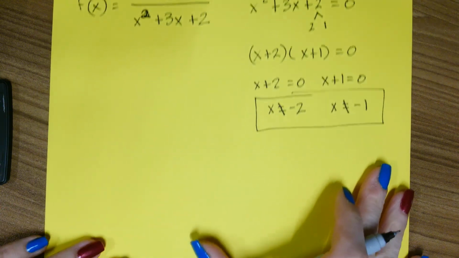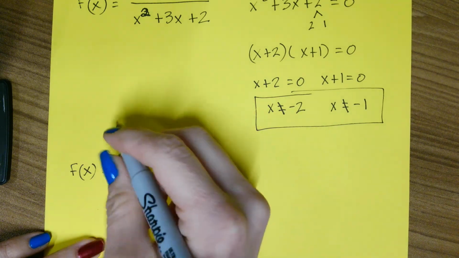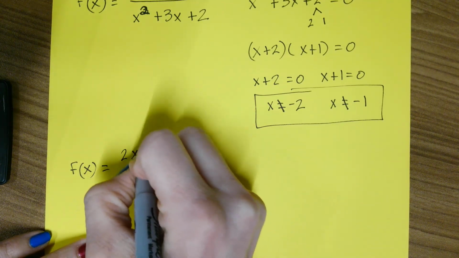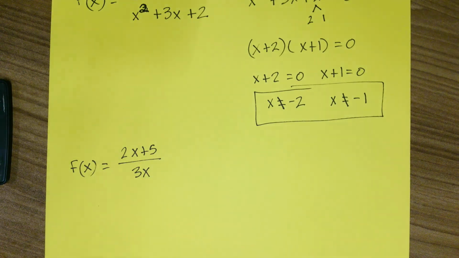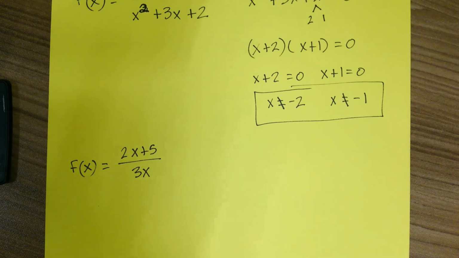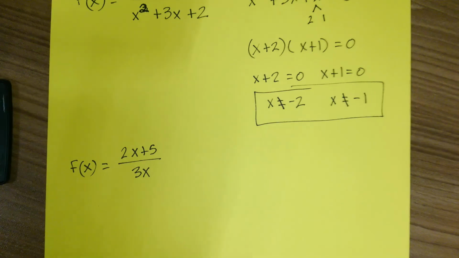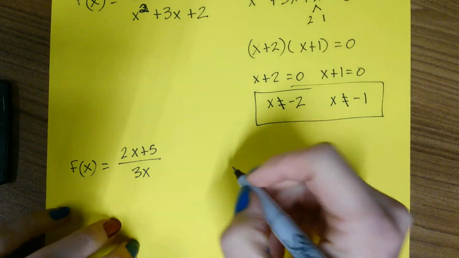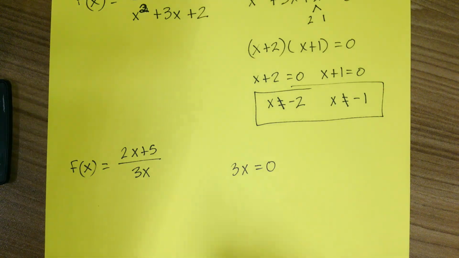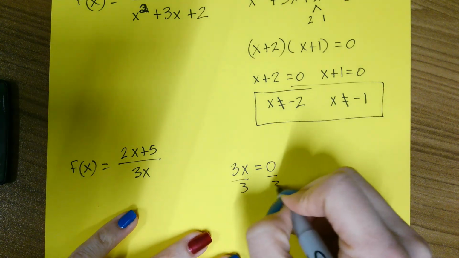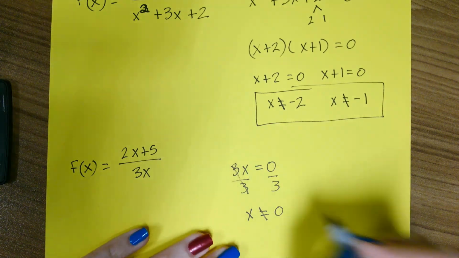Let's do one more example. So I have (2x + 5)/(3x). Again, just 2 linear expressions divided by each other, giving us a rational function. And I want to find the restrictions. So again, I'll take the denominator and set it equal to 0. So to solve, divide both sides by 3. And in this case, I get the restriction that x cannot be equal to 0.